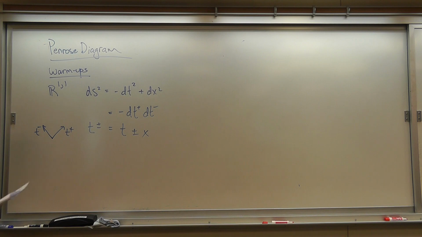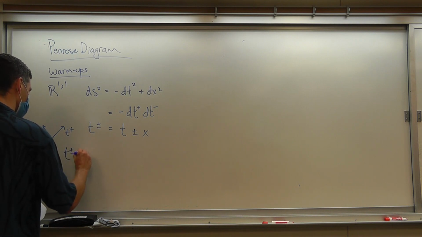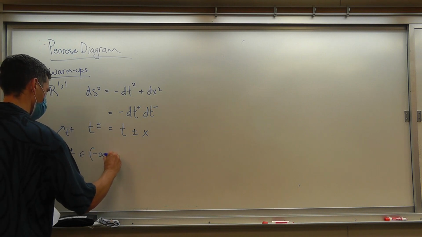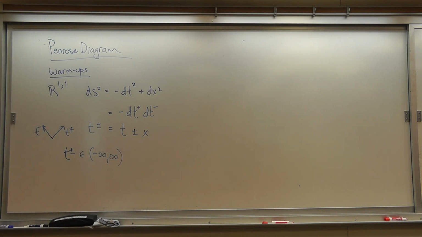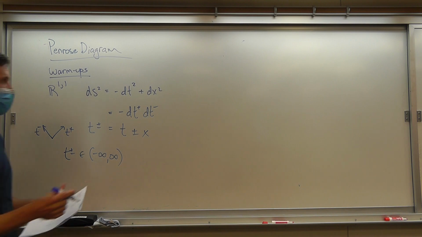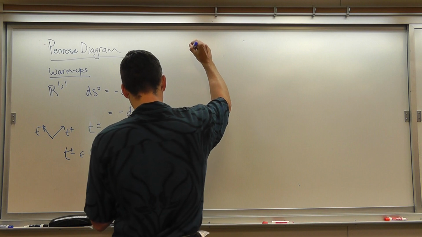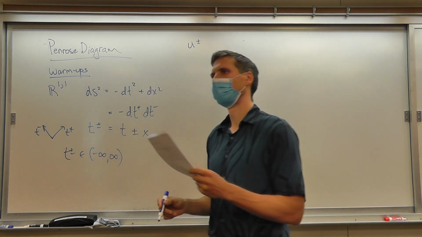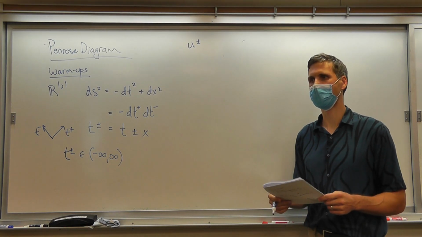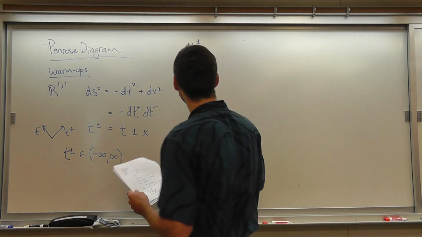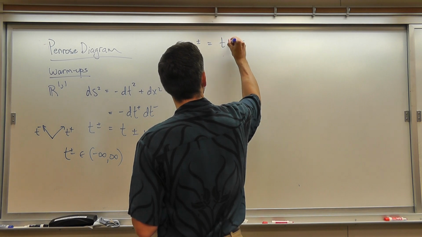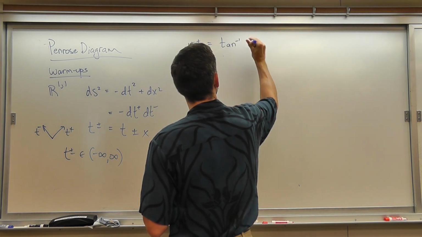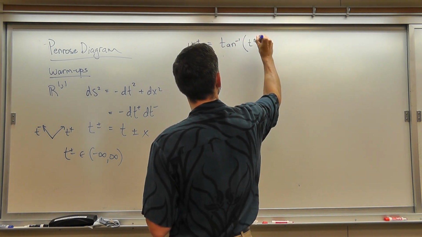Well, we'd like to draw a picture of this space-time. Now, t^± run from minus infinity to infinity, and it's hard to draw a picture of infinity. Instead, we just take an arctan. Let's define u^± to be arctan of t^±.